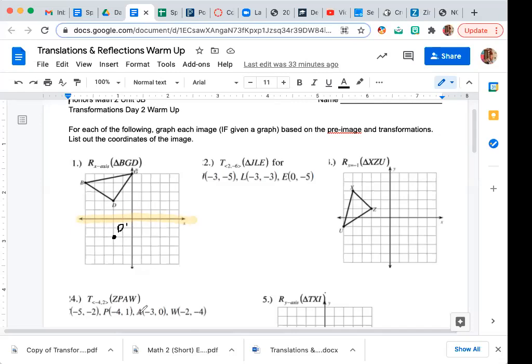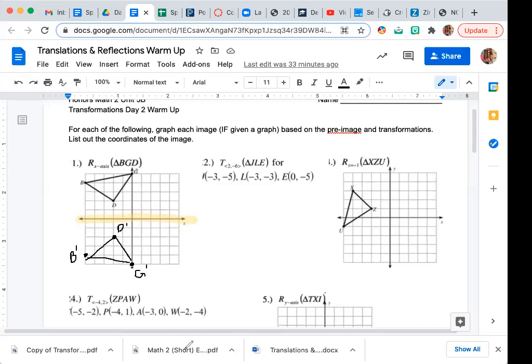Is everybody okay with that? Okay. So B is 1, 2, 3, 4 away. This would be B prime. And then G prime is 5 away. So if you go 5 down, there's G prime.